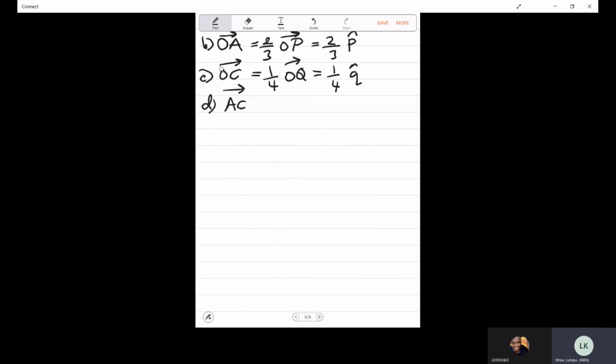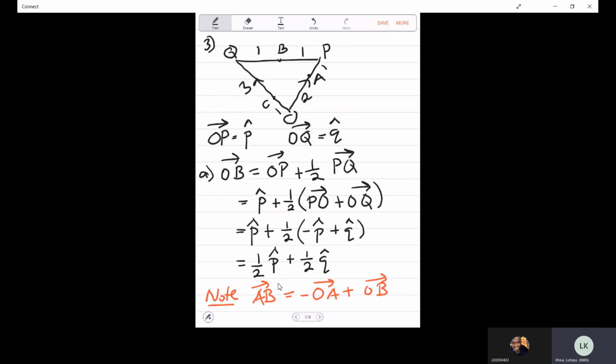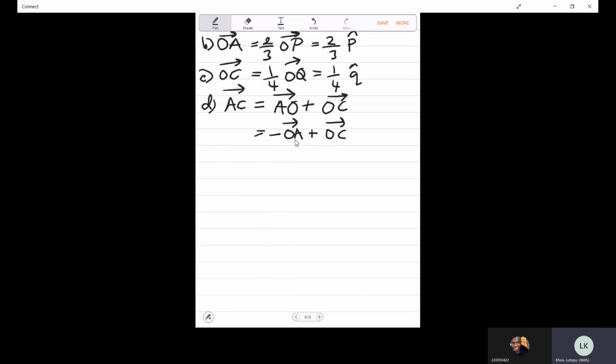Okay, so we say that AC, to go from A to C, I must just go from A to O, and then I must go from O to C. Okay, and this is negative OA plus OC. And notice this is exactly what I was saying in this note over here. I have a displacement vector that I'm rewriting in terms of its position vectors. So negative of OA, OA is 2 over 3P. So this is negative 2 over 3P.